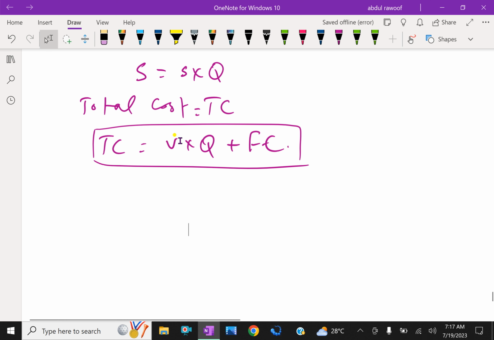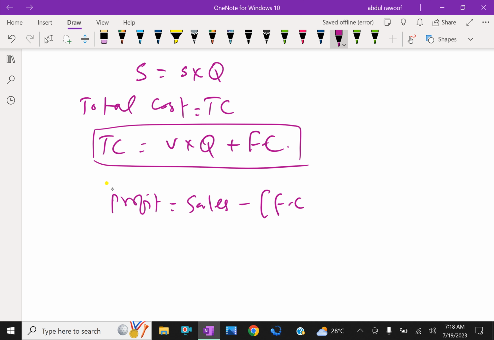Now, from the total cost we got, profit equals sales minus fixed cost plus variable cost, which is equal to S into Q minus FC plus V into Q.